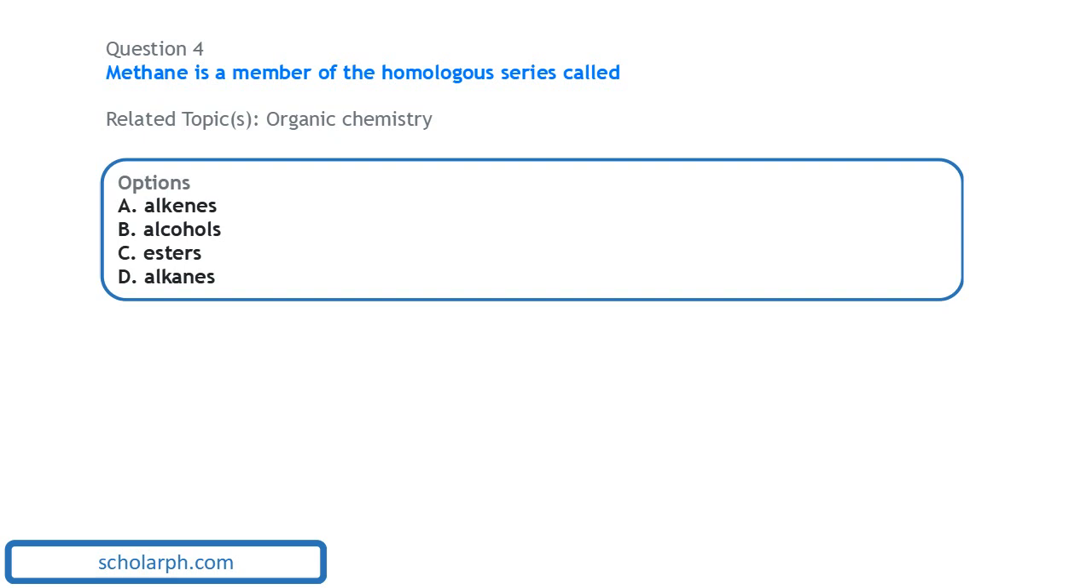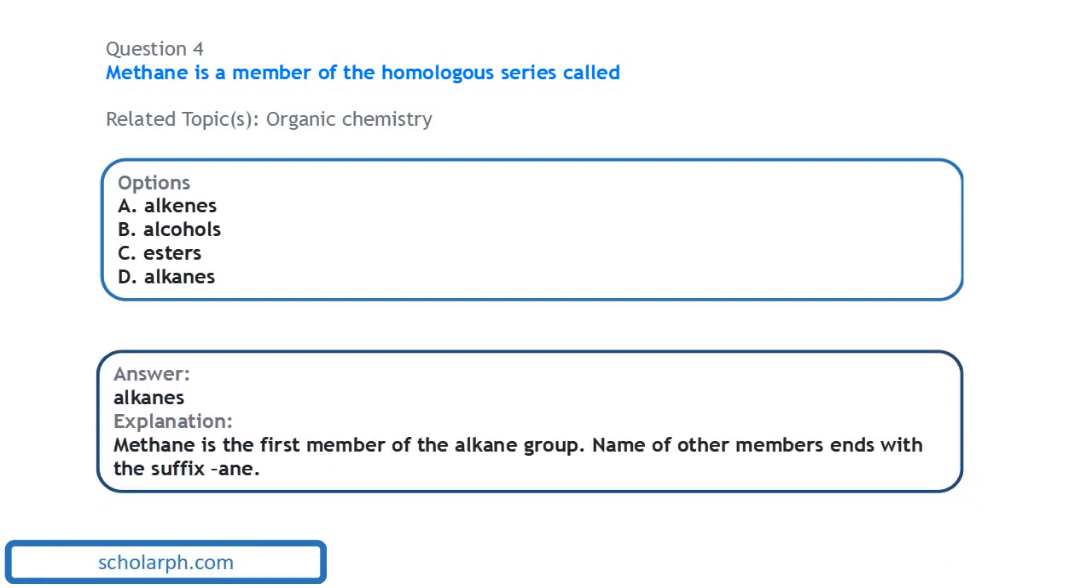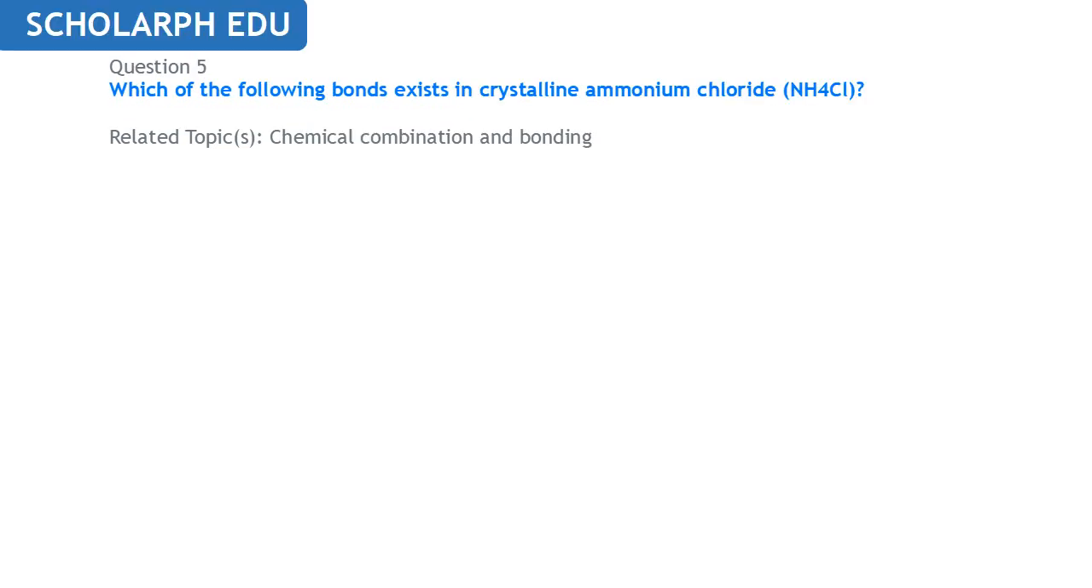The members of the alkanes have names that end with ane, like methane. This methane is the first member of the alkane group. After methane we have ethane, then we have propane, butane, pentane, hexane, like that. So basically the names are going to end with this suffix, ane.